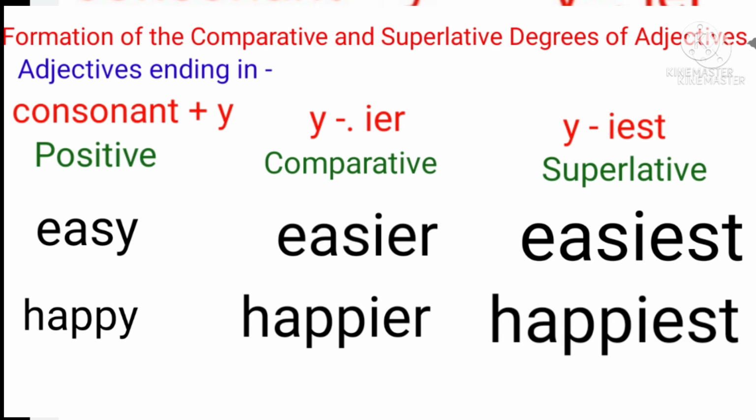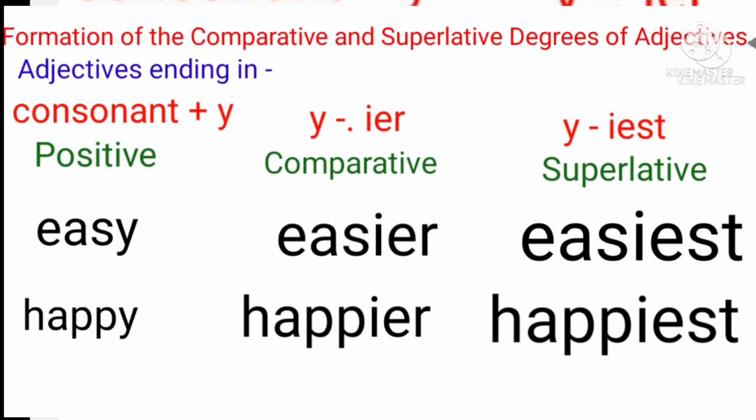So guys, this thing is to learn and remember when you are comparing such word that is ending with letter Y and before it there is a consonant letter. So you are going to change it under comparative degree. So what you will do? You have to remove the letter Y and instead of Y you have to add I-E-R. So here you can see if something is easy and you are comparing that easy thing with other easy thing, so it will become easier.